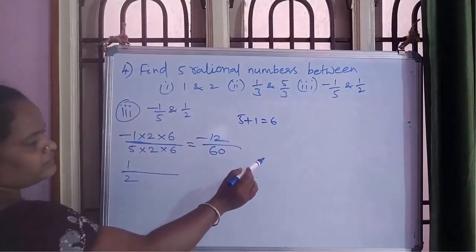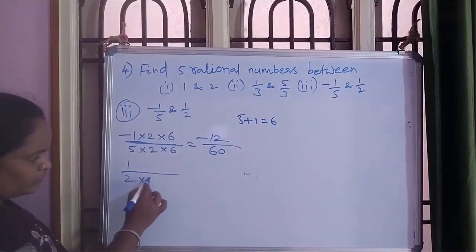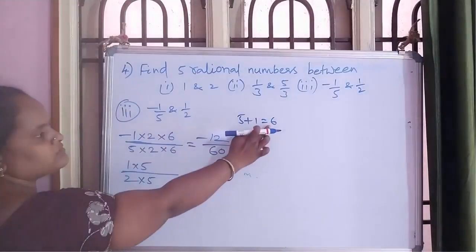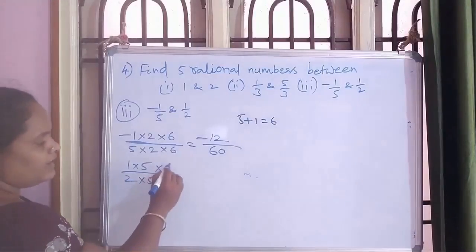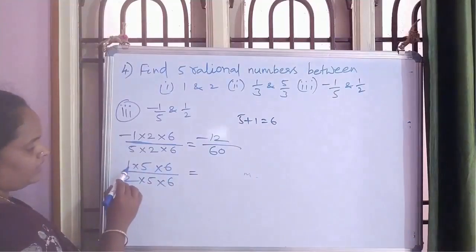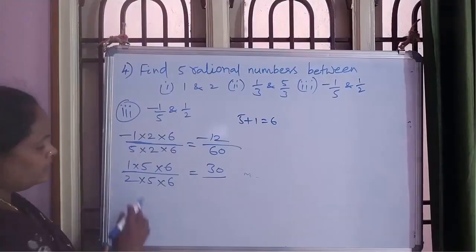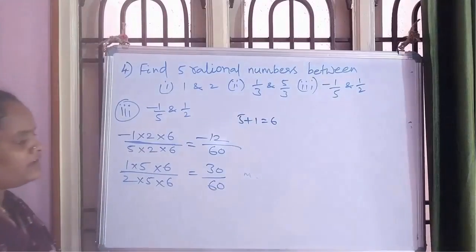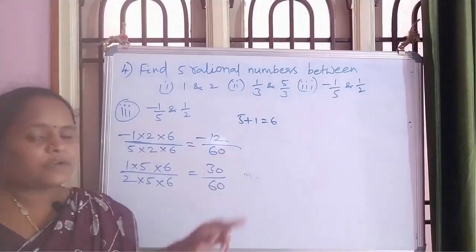To get LCM 10 as the denominator, I need to multiply the denominator 2 with 5, and with the same 5 in the numerator. Here 5 rational numbers are asked, so 5 plus 1, 6. With 6 I need to multiply in the denominator as well as in the numerator. So if I multiply these 3 numbers in the numerator, I get 1 into 5, 5 into 6, 30. Then 2 into 5, 10, 10 into 6, 60 in the denominator. Now I see minus 12 by 60 and 30 by 60, the same denominator is there.